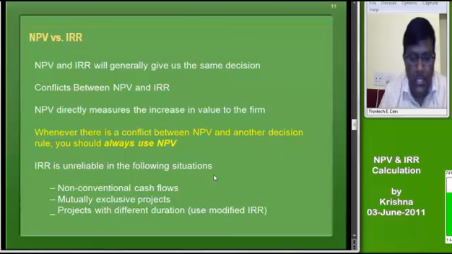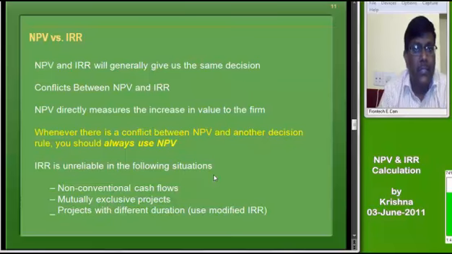What are non-conventional cash flows? Normally, in a conventional cash flow, the initial period will have a negative cash flow, and after that there will be positive cash flows. In non-conventional cash flows, initially there will be a negative, after that some positive cash flows, and after that there may be some negative cash flows again. So the cash flows of the project are in a non-conventional pattern, and here also we cannot use IRR as the decision making tool.